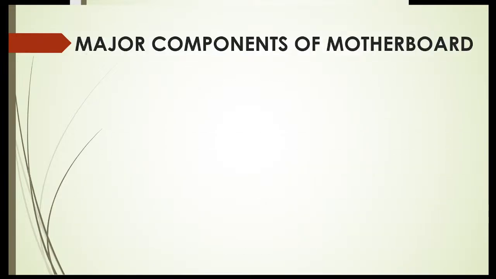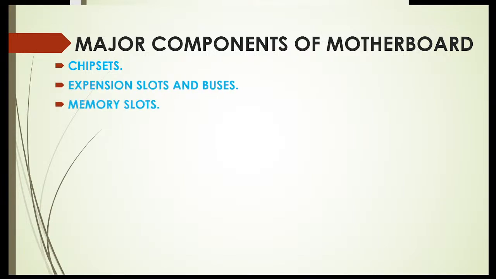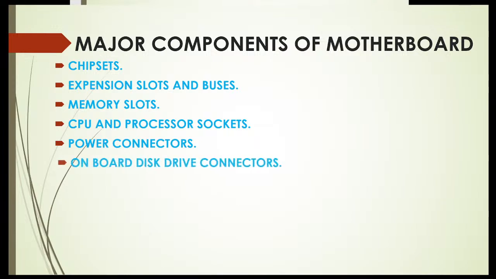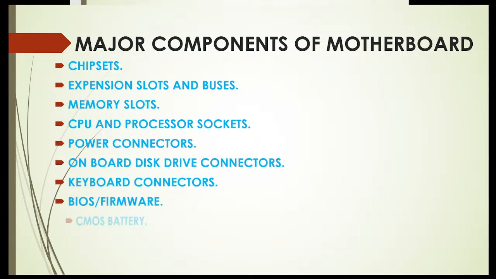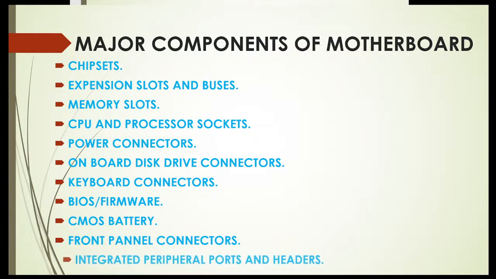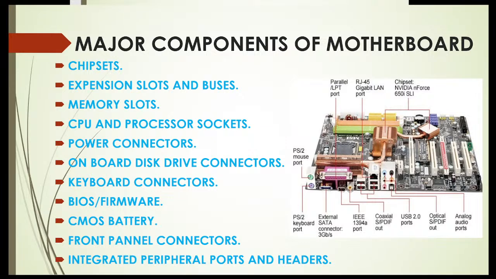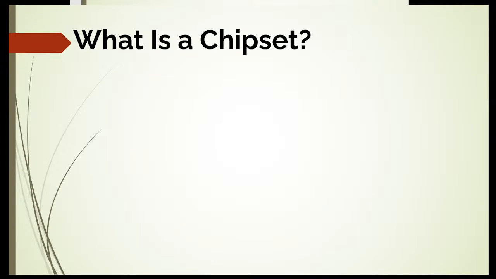Now the next slide is major components of a motherboard. So first one is chipset, second is expansion slots and buses, memory slots, CPU and processor socket, power connectors, onboard disk drive connectors, keyboard connectors, BIOS and firmware, CMOS battery, front panel connectors, integrated peripheral ports and headers. Diagram of this motherboard components. What is chipset?